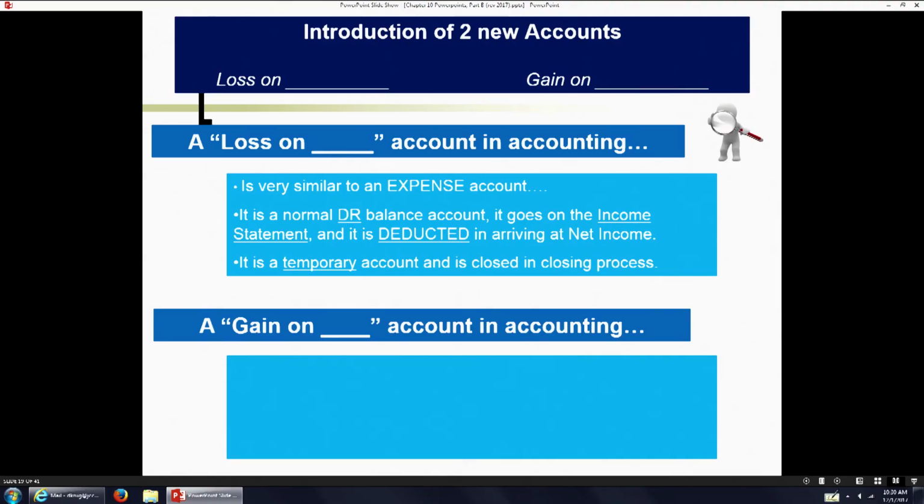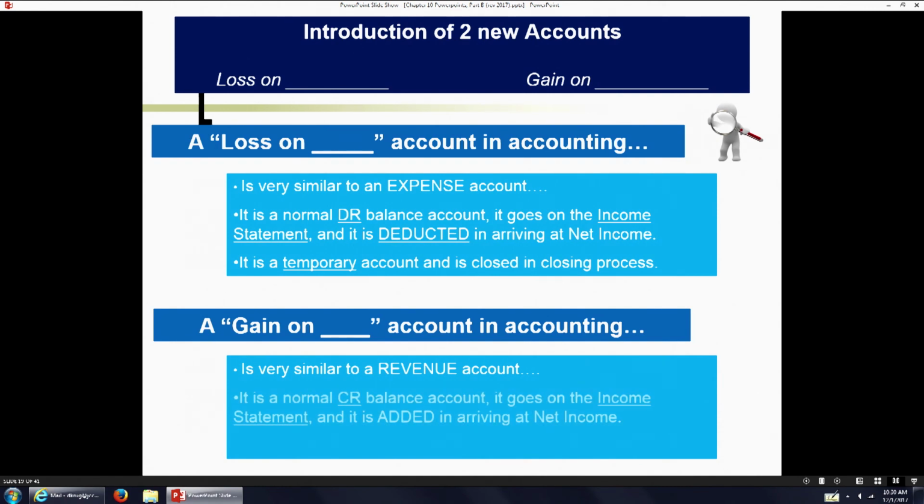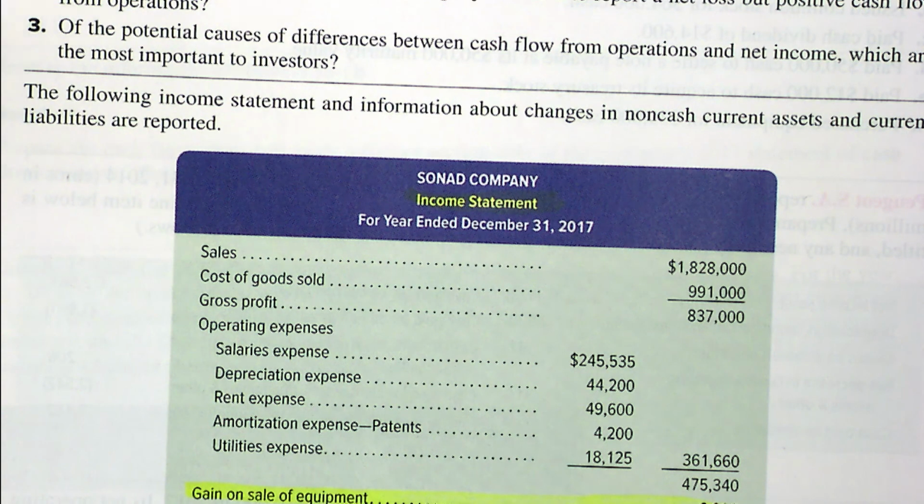Now, let's talk about a gain on account. A gain on account is very similar to a revenue account. It is a normal credit balance account, and it also goes on the income statement, but it is added in arriving at net income. And it too is a temporary account, and so we close it in the closing process. Okay? Now, let me show you an income statement that is an example of when there is a gain.